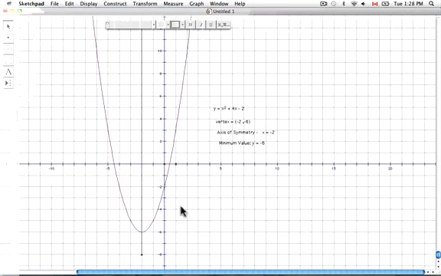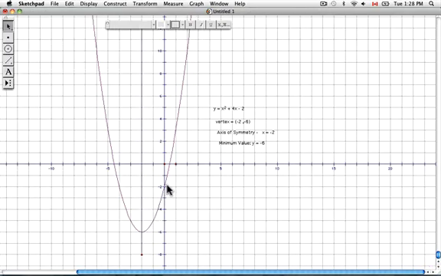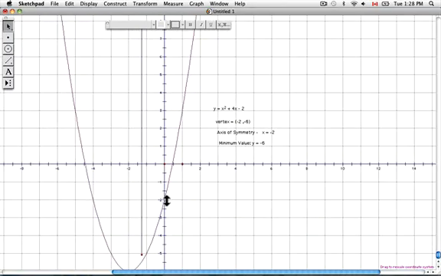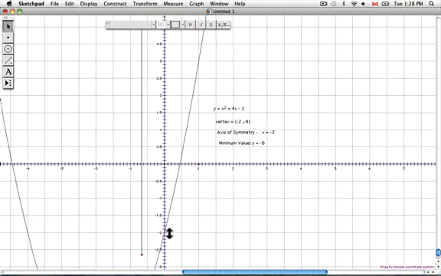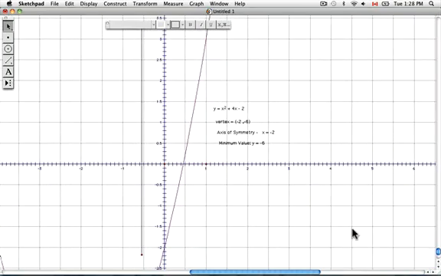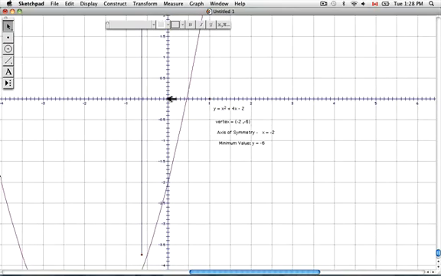The y-intercept is where this parabola crosses the y-axis. And here it is. We're going to use the zoom-in function by changing the scale to see exactly where it crosses the y-axis. It is still an estimation. However, we can make a very accurate estimation.